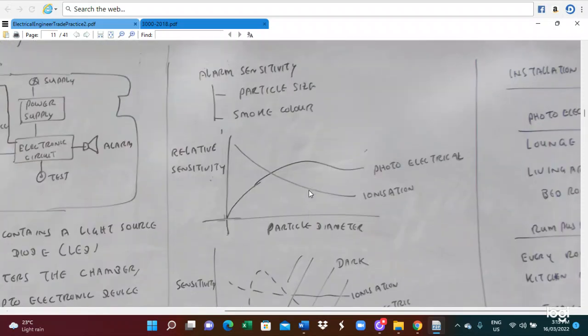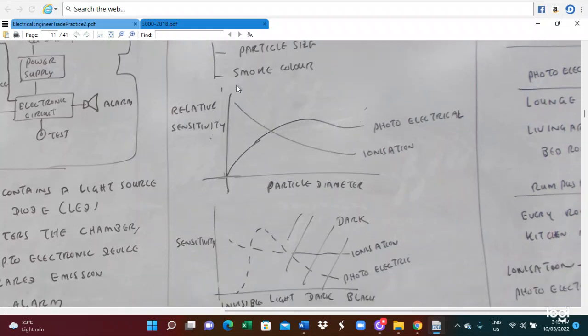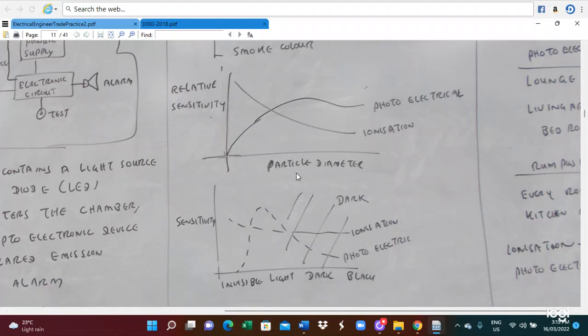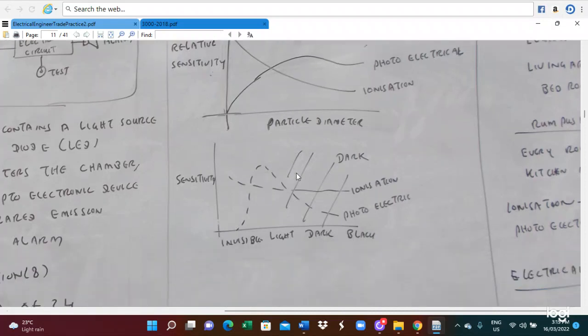In this case, alarm sensitivity depends on the particle size and the smoke color. Sensitivity rate decreases in the ionization process. This is the radio electric sensitivity. So for radio electric ionization, we can see the relative sensitivity.